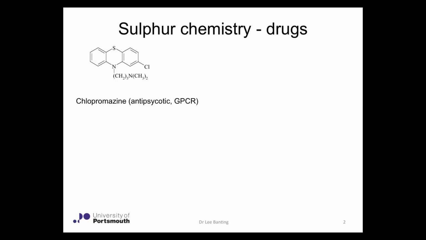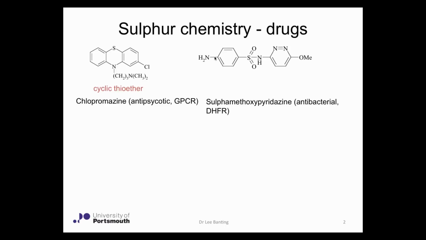Known drugs, a selection of known drugs, include chlorpromazine, an antipsychotic drug which acts at G protein coupled receptors in the brain. And this compound contains a cyclic thioether. That's a very general name. You'll learn a little bit more about this type of ring system in a later part of the course, when you do heterocyclic chemistry. This is actually a heterocycle, but it could be broadly classed as a cyclic thioether in terms of its behavior.